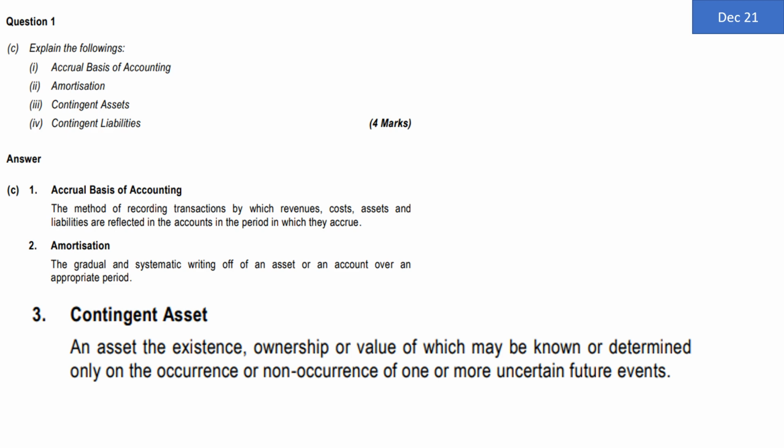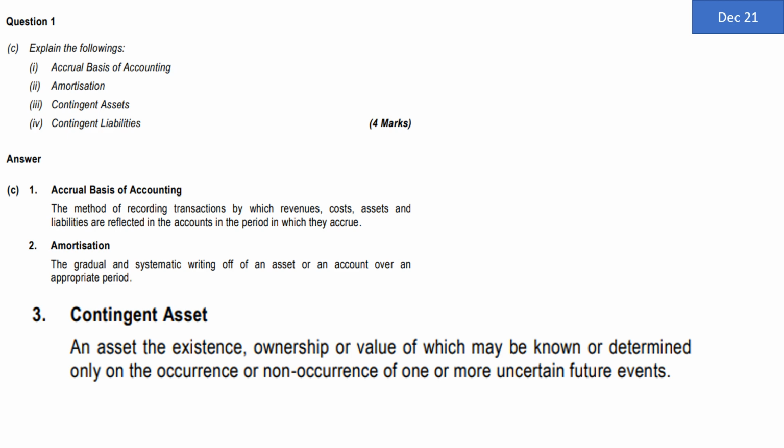So either of the 3 things are not known: an asset, the existence, ownership, or the value of which may be known or determined only on the occurrence or non-occurrence. These 2 words are important: occurrence or non-occurrence of one or more uncertain future events.